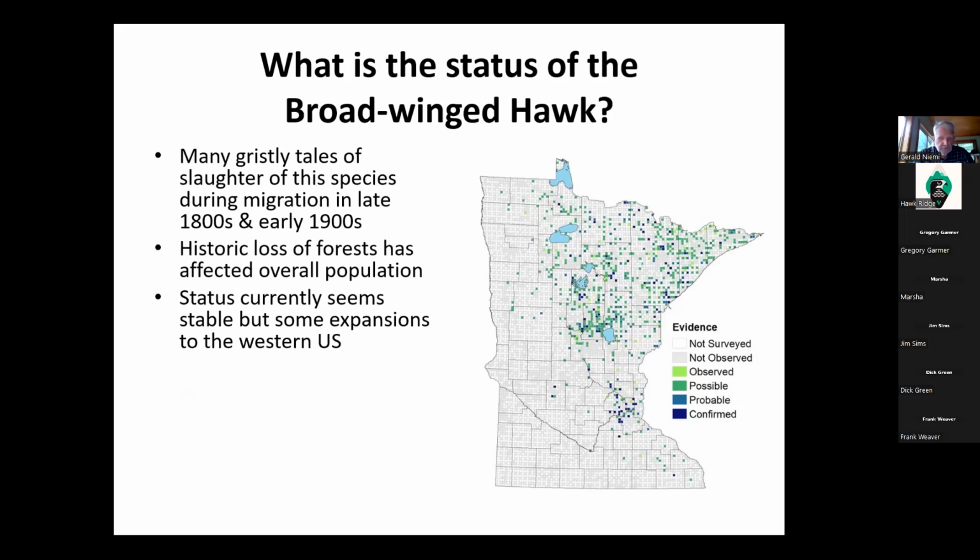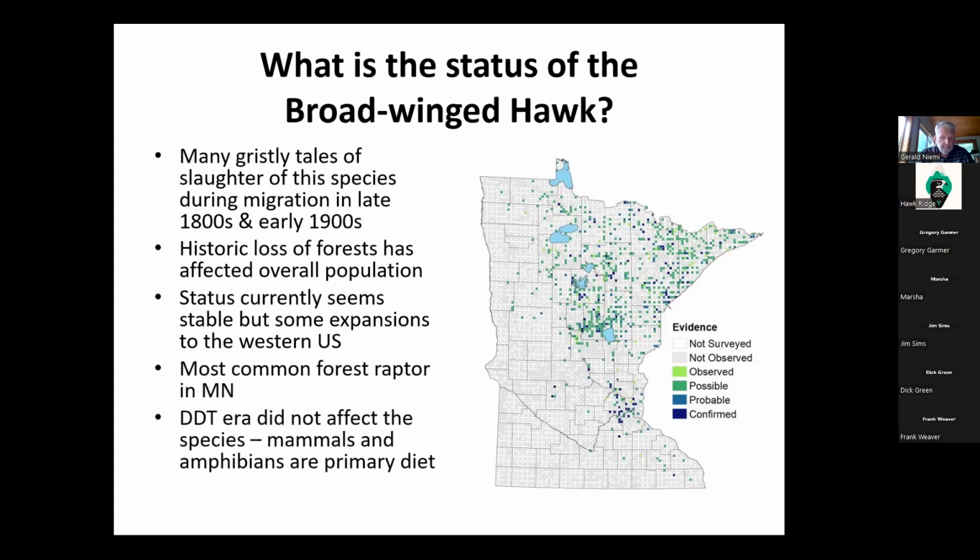There is some evidence that the species seems to be expanding a bit in the west, to the west of Minnesota, and is still by far the most common forest raptor in the state of Minnesota today. And the DDT did not seem to affect this one. Again, the species mostly feeds on mammals, and amphibians are the primary parts of its diet.